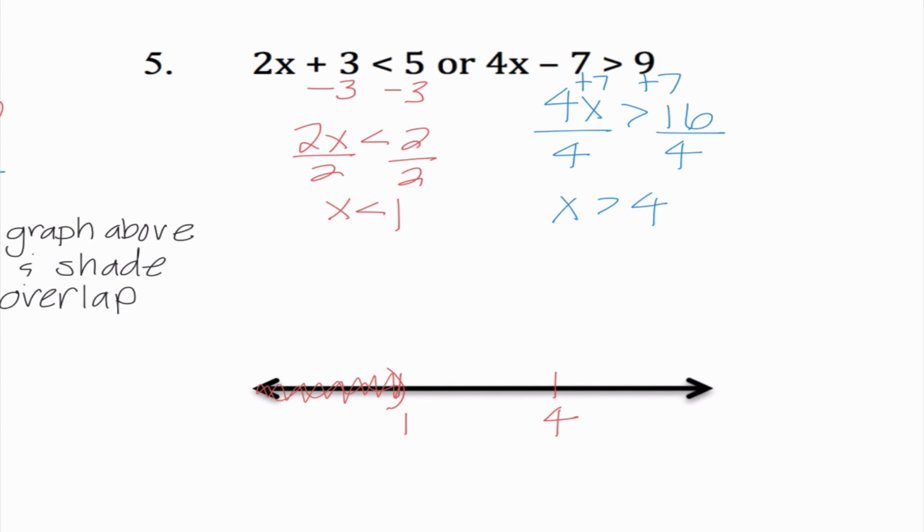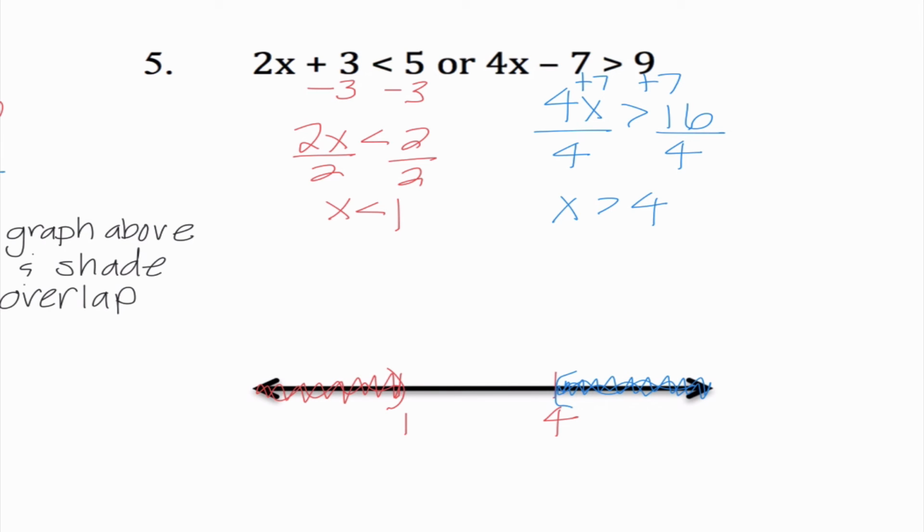Notice I'm shading straight on the number line here. It does not need to fit both inequalities. If it works for one, we're good. X is greater than 4. Where are all numbers that are greater than 4? That would be a parenthesis again, and numbers greater than 4 would be to the right.